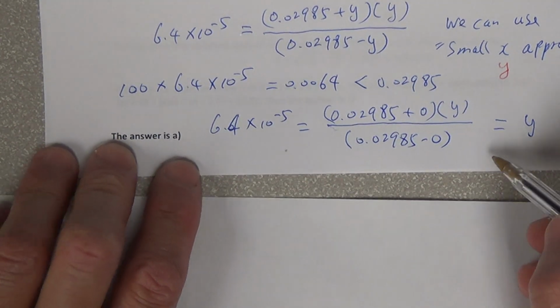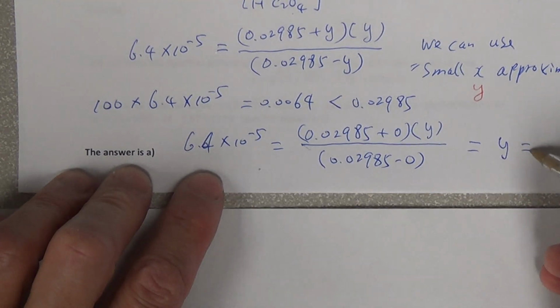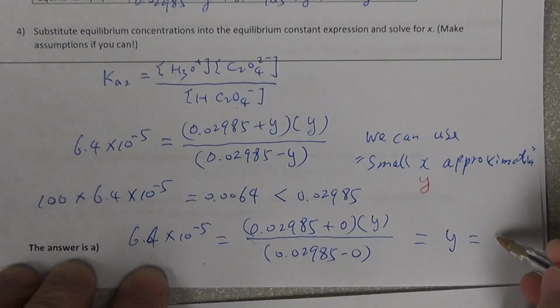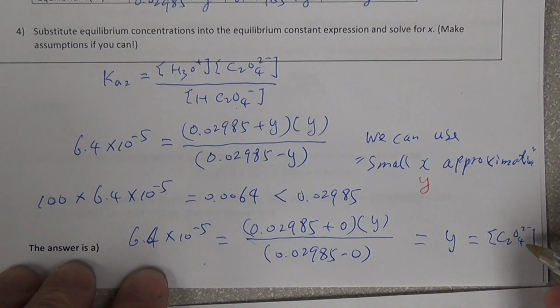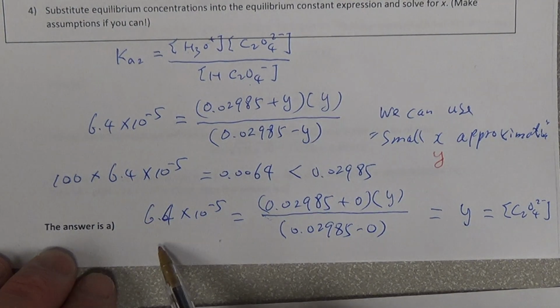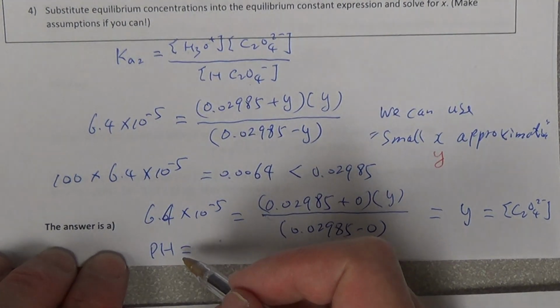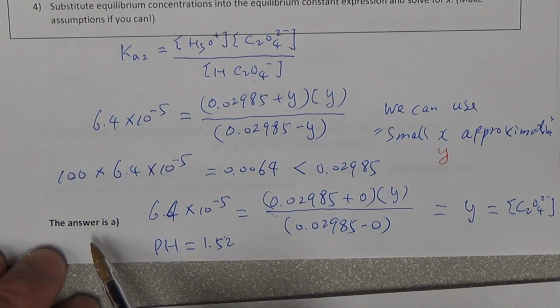Okay. So what is y? Y represents the concentration of C2O4 2- at equilibrium. So the C2O4 2- concentration at equilibrium equals that. Comparing with our initial pH from step 1, where we said pH equals 1.52, our answer will be matching choice A.